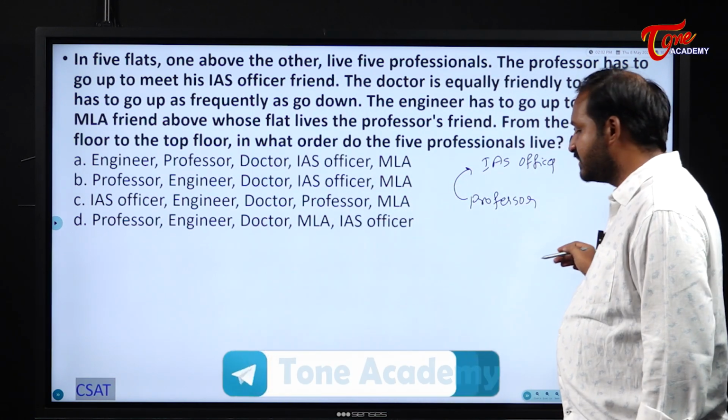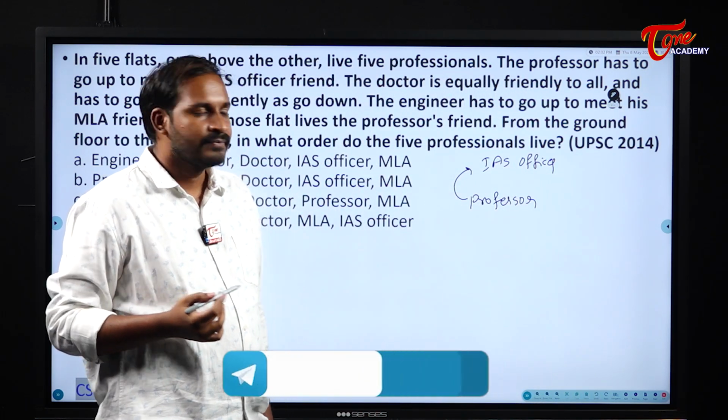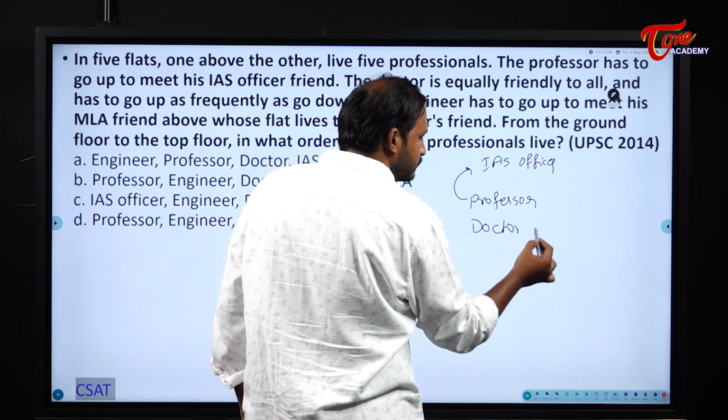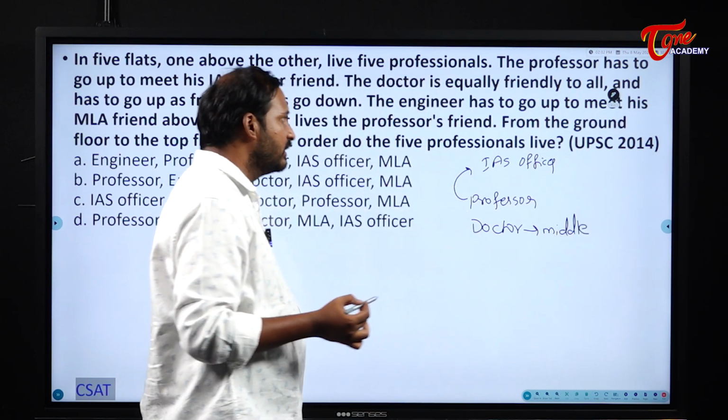Now tell me, in 5 arrangements, if you are moving equally up and down, what does it mean? That means the doctor will obviously be in the middle floor. Doctor will live in the middle floor. Okay, that is the meaning.